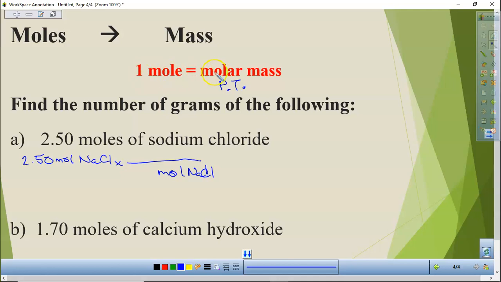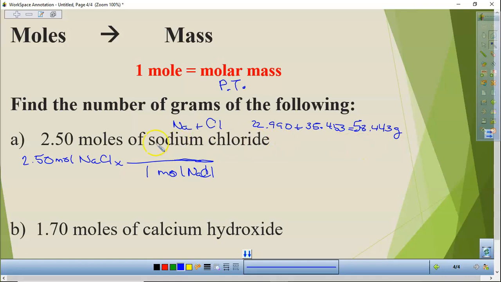Up here, what number is next to mole? 1. What's the other part of that conversion factor? Molar mass. Molar mass of what? Molar mass of sodium chloride. So I need to find the molar mass of sodium chloride. It's made up of 1 sodium plus 1 chlorine, NaCl. The molar mass of sodium, 22.990, plus the molar mass of 1 chlorine, 35.453. Adding those together, I get 58.443 grams. That's the molar mass.